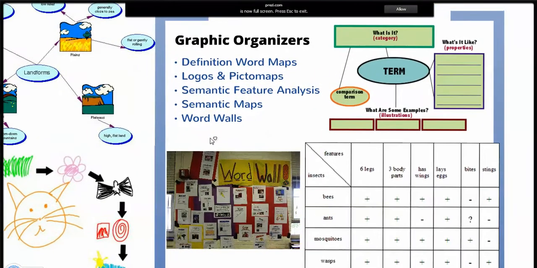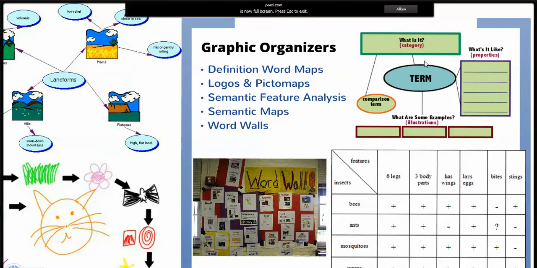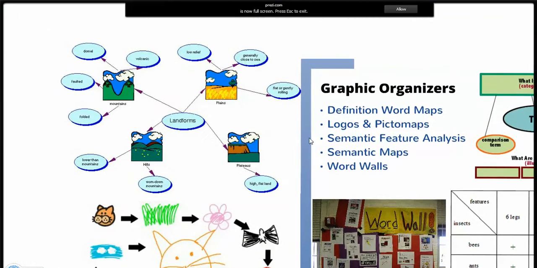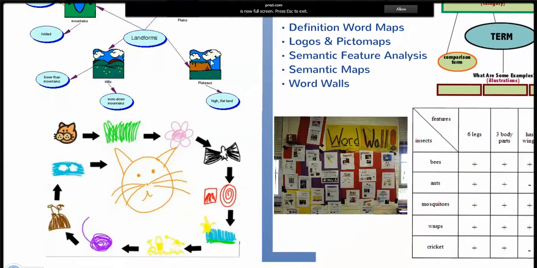We've got definition, word maps. Over here, what's the category? Comparison term? What are some examples? What's it like? Properties, illustrations. Logos and pictomaps. Here I've got landforms and various aspects of those. When it comes to pictomaps, I chose something I found online for cats, which I don't really understand, but I guess this is a pictomap.